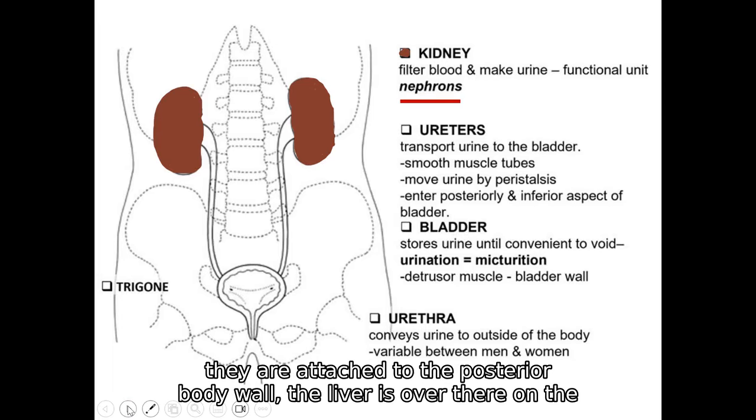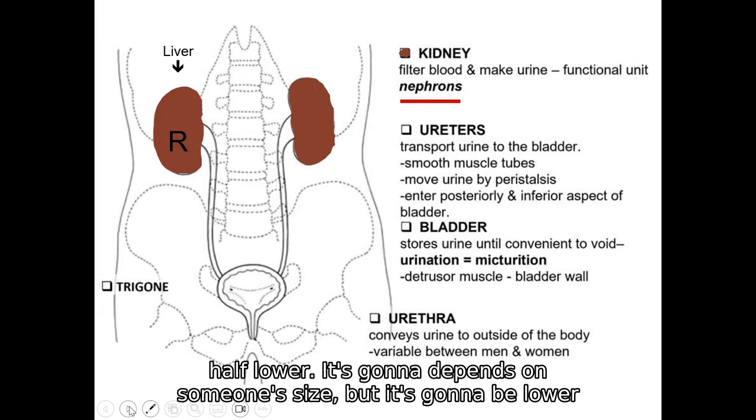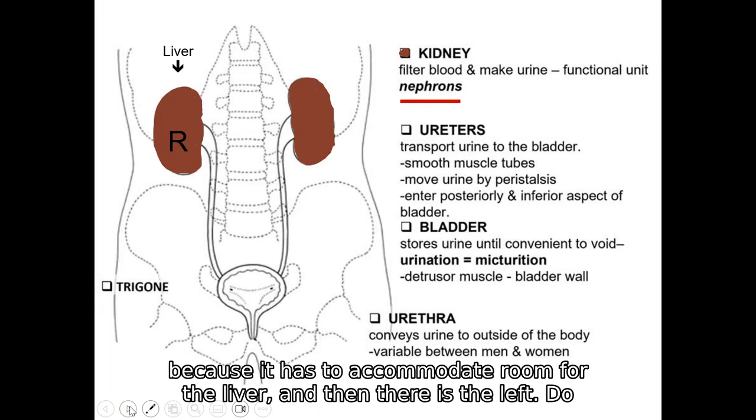So there's 2 of them. They are attached to the posterior body wall. The liver is over there on the right side. So the right kidney is roughly about 1 inch to 1.5 inches lower. It's going to depend on someone's size, but it's going to be lower because it has to accommodate room for the liver. And then there is the left.